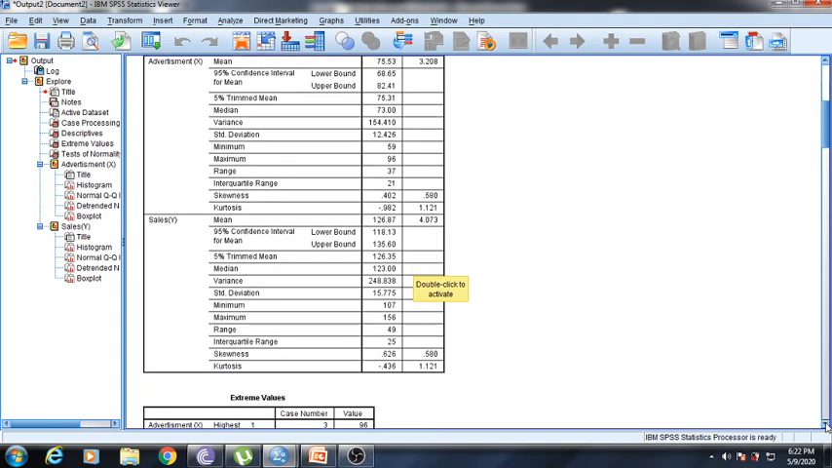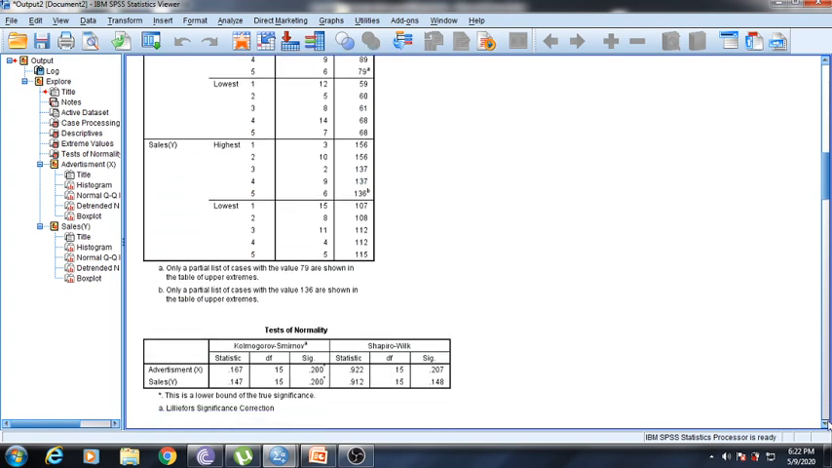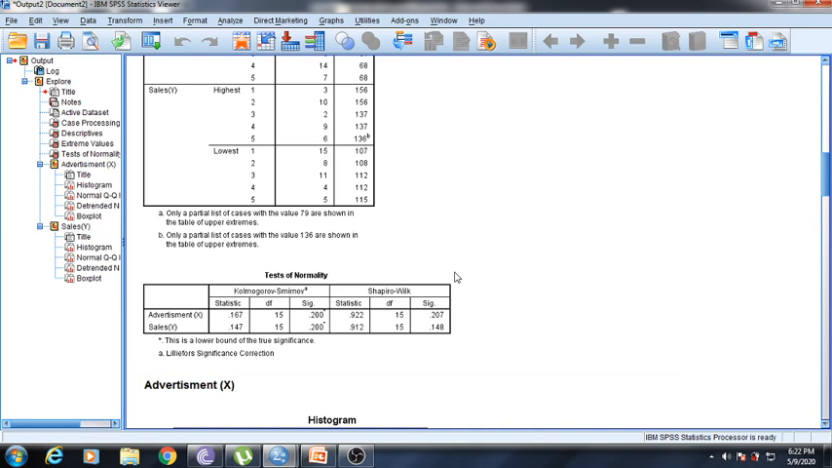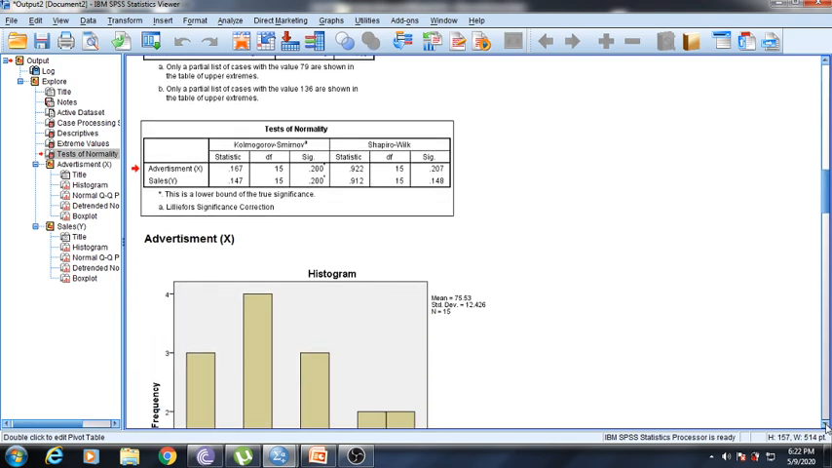Again we'll go for sales also, it is holding the condition. Skewness is between -1 to +1 and kurtosis is between -2 to +2. So it is holding the condition of normality. Another aspect from where we can see normality is the test of normality that we have already discussed, the Shapiro-Wilk test. From here you can see the significance values for advertisement expenses and sales are both greater than 0.05. So both the data are normally distributed.